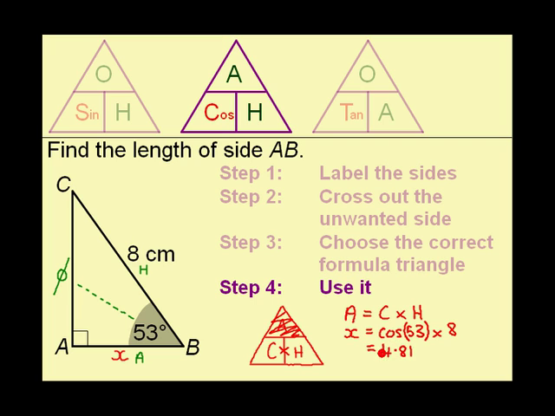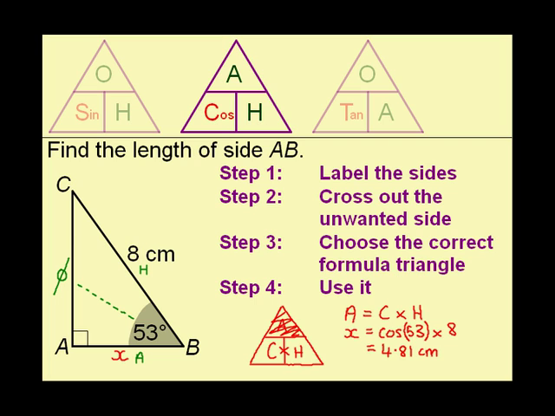Remember, what we've just found is the length of this side here. So the units for this will be centimetres because it's a length. So we have 4 clear steps. Label the sides, cross out the unwanted side, choose the correct formula triangle, and then use it. Just out of interest, if you do this exactly as it says here and type this into your calculator exactly like this, but don't get the answer 4.81, that's telling you that your calculator is in the wrong mode and you'll need to change it to degrees mode.